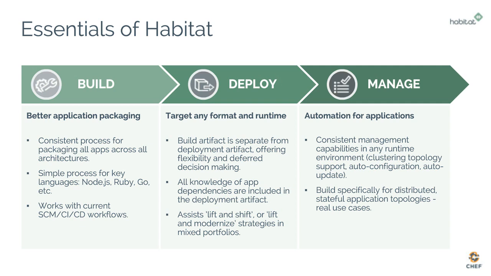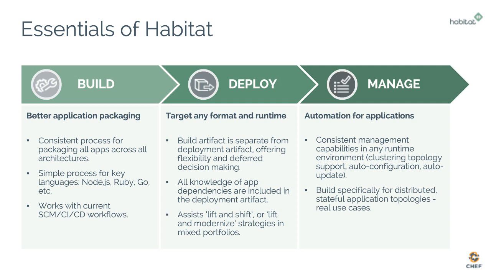This means that we're giving you consistent management capabilities in any runtime environment. So you can tell your Habitat applications what their clustering topology is, you can auto-configure them after you deploy them as you need to tweak values. You can also tell them what their update strategy is. Should they be doing rolling updates? Should they just never update, because that's a very sensitive manual process you have to control? Are they extremely ephemeral and can just update all at once? That can all get baked into the automation of the application itself.